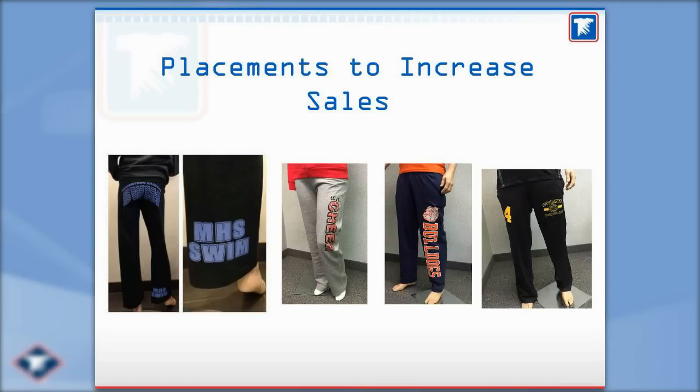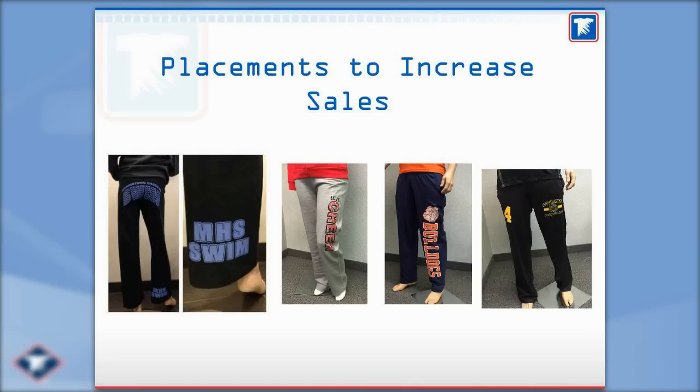So the swim pants that you see here, a good example of a good butt print, but we took it a step further and we put MHS Swim down at the bottom of the leg there, right above the hem of the sweatpants. So that's a really fun placement. That's not something you see all the time. Very, very out of the norm. And you see two different legs in the middle here.